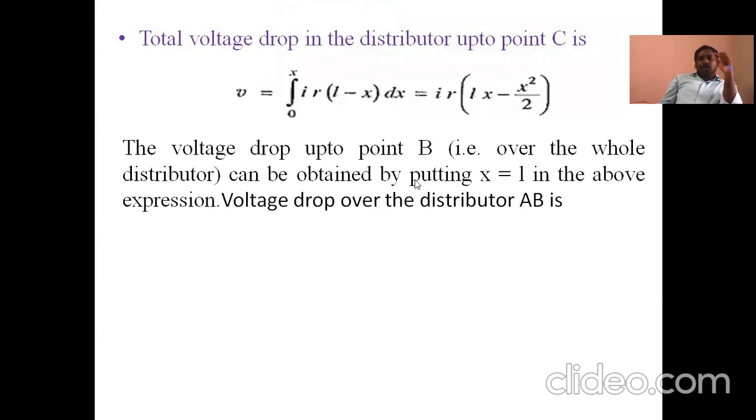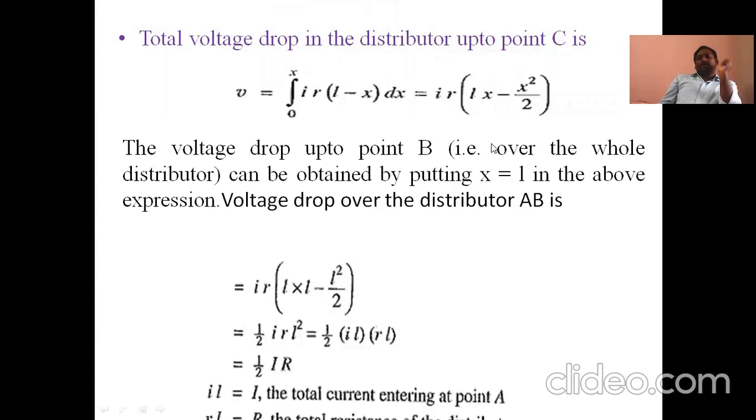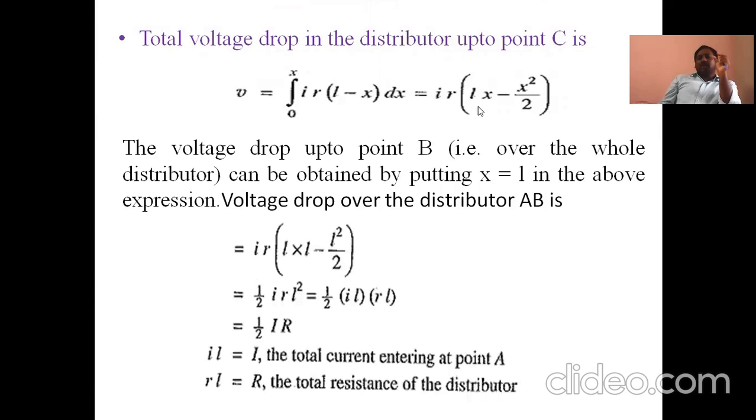Putting x equal to L, we get I r into L square minus L square by 2, that is 2L square minus L square by 2, which means L square by 2. That means I r into L square by 2, that is half I r L square, which means half of I L into r L.